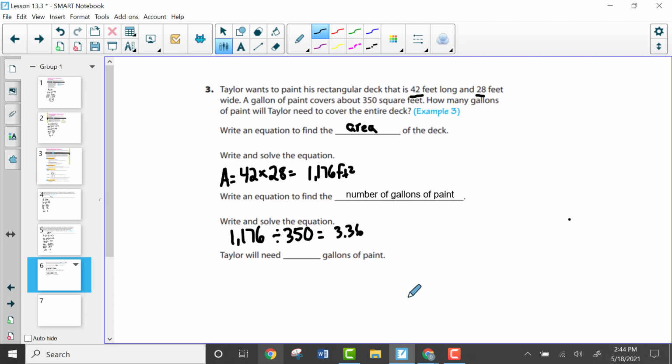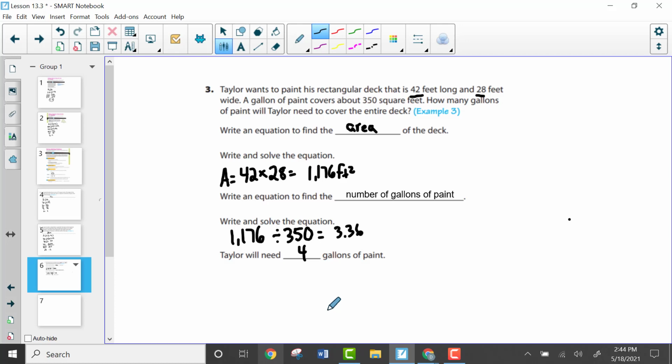All right, so you cannot go to the store and buy 3 36/100 gallons of paint. You usually have to buy it by the gallon. So we know that Taylor will need to buy 4 gallons of paint. It can be very easy to think that you need to just round to the nearest whole number, but whenever you have anything above, even if it was 3.01, you'll still need to buy 4 gallons of paint.